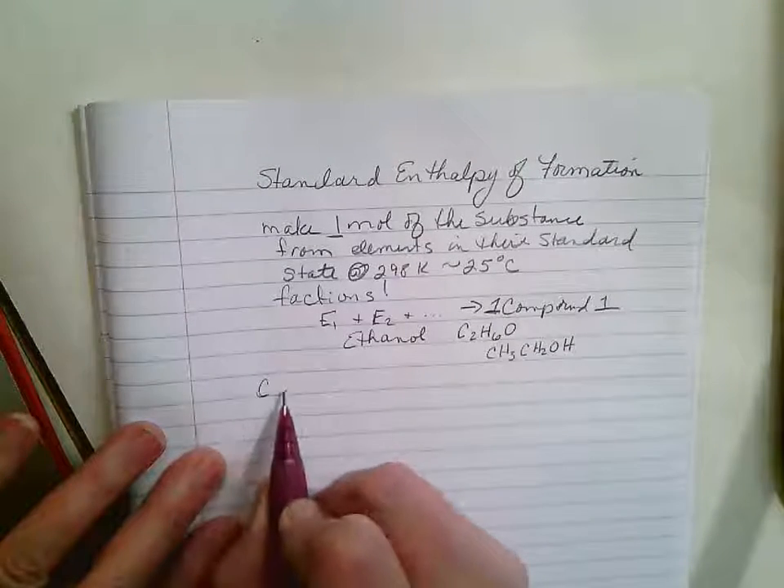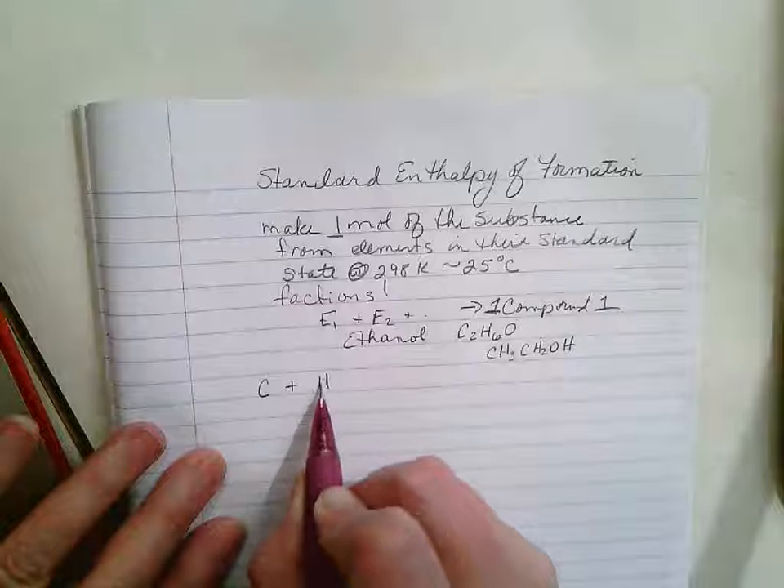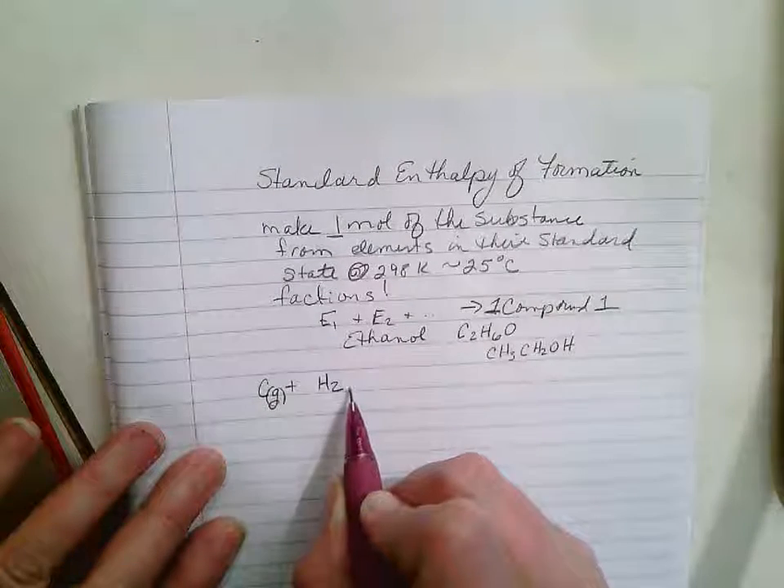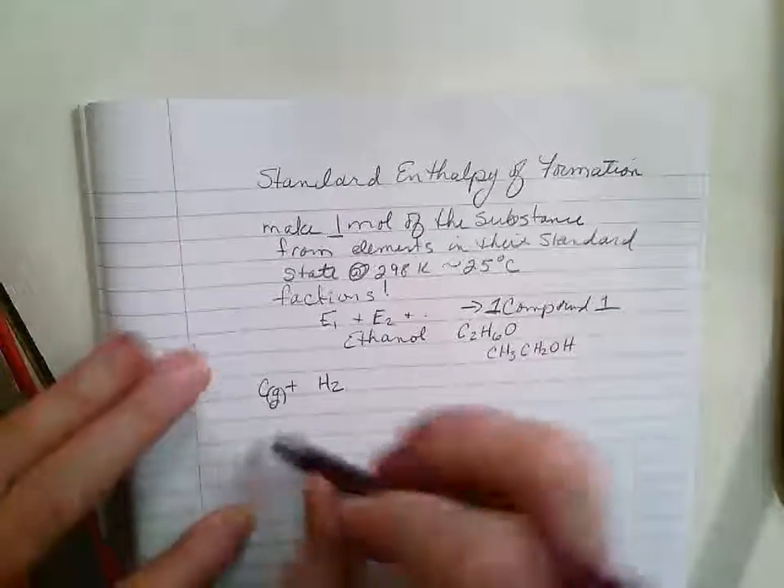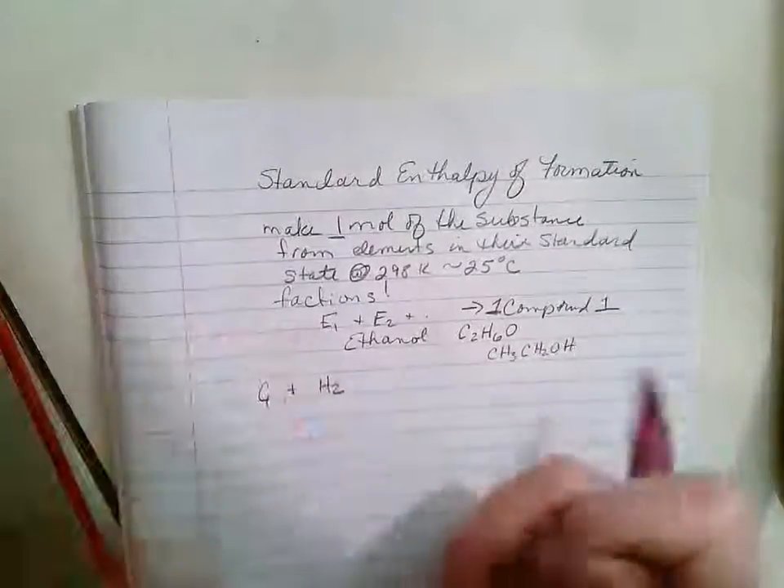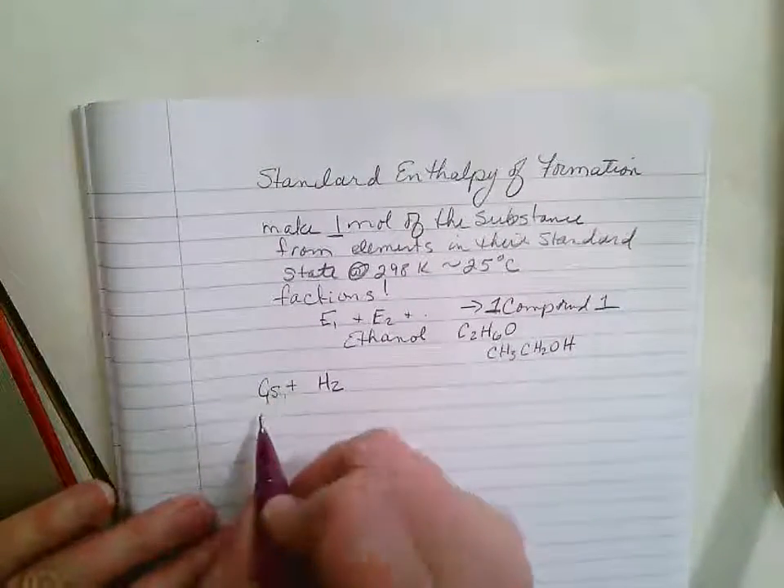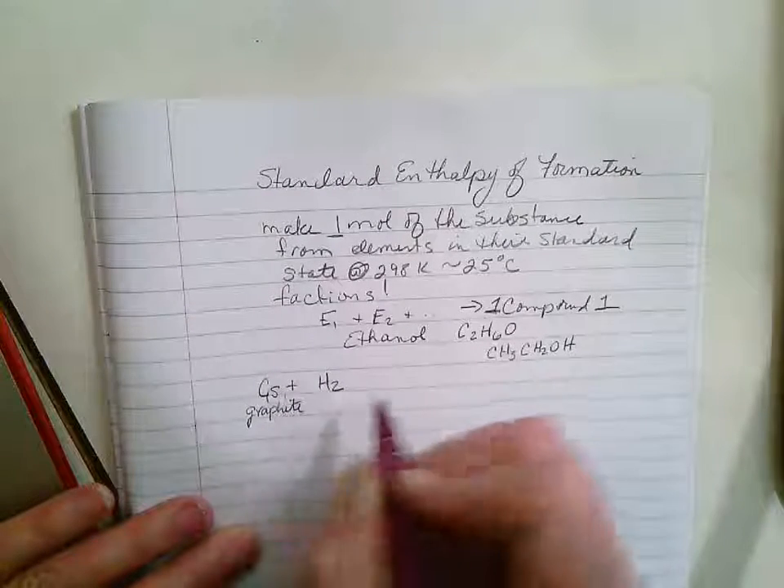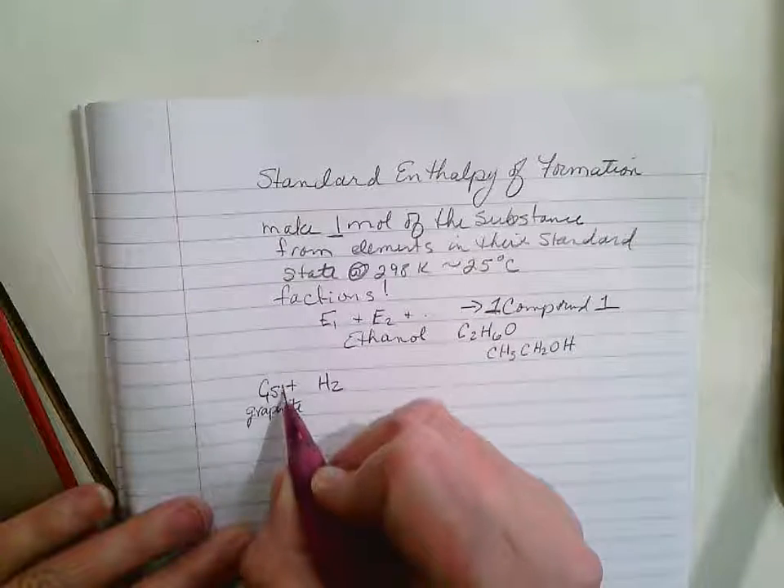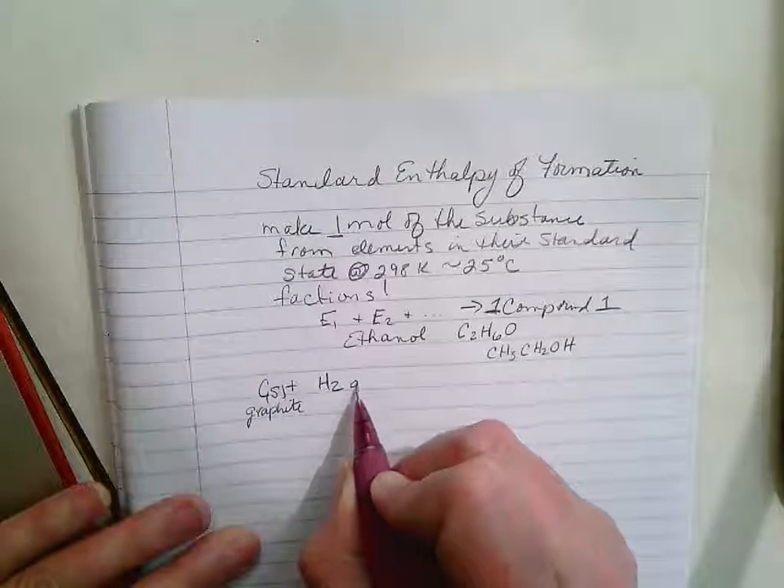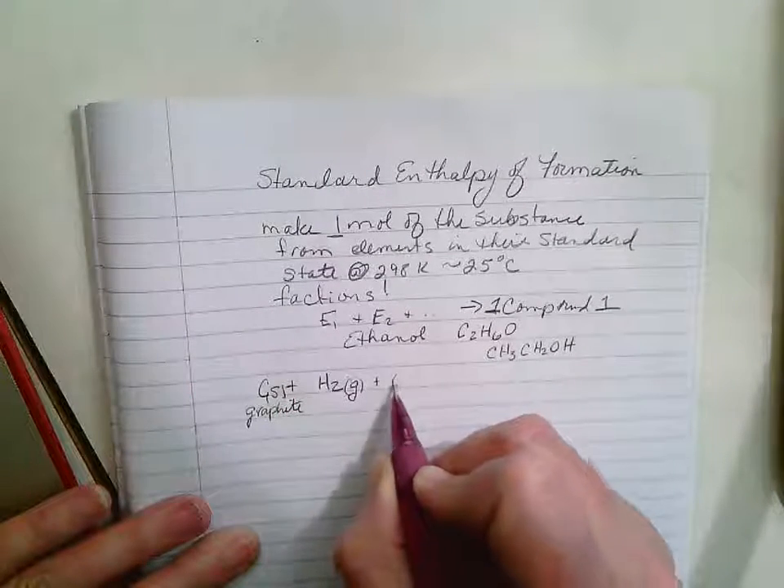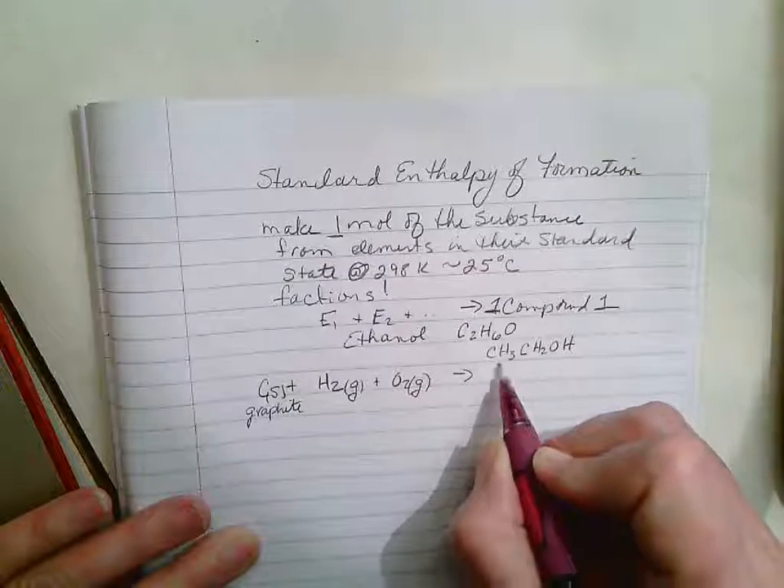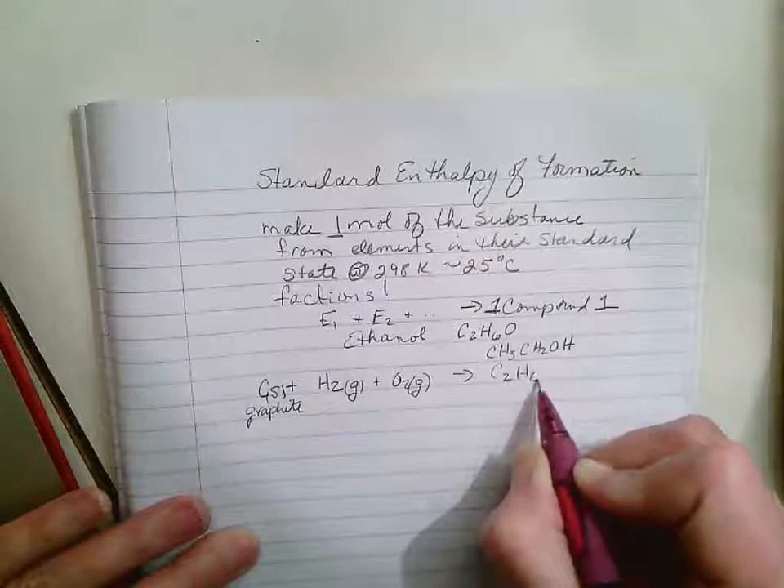So I'm going to take carbon plus hydrogen, and this is going to be, I'm sorry, that's not a gas, that's going to be a solid. And we're actually going to use graphite for that. We would not use carbon as diamond there. So it's solid, and hydrogen is gas plus oxygen is gas to make C2H6O.